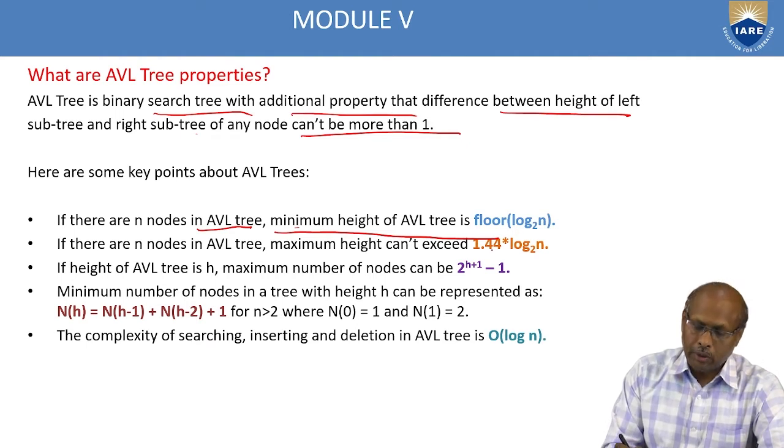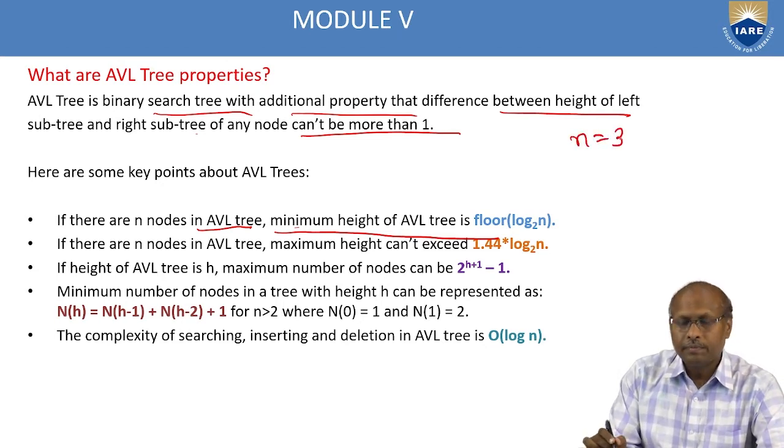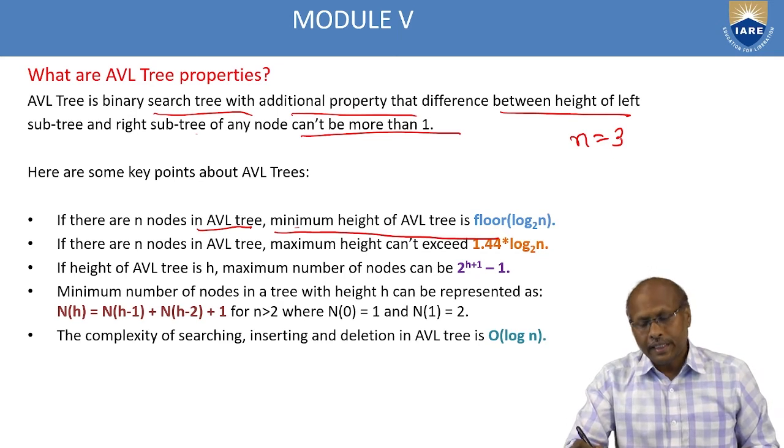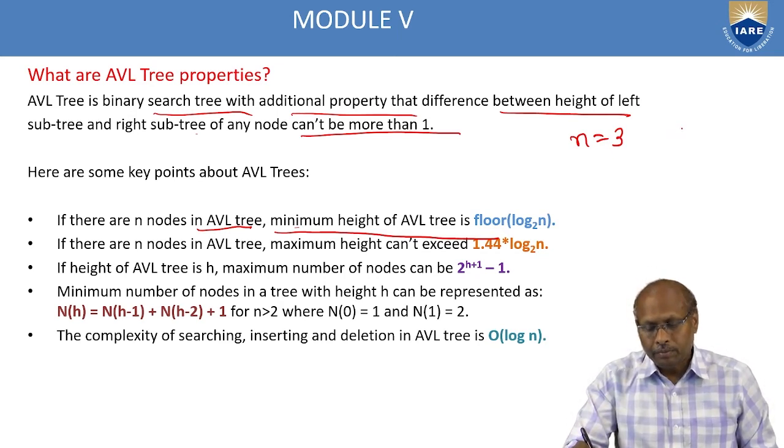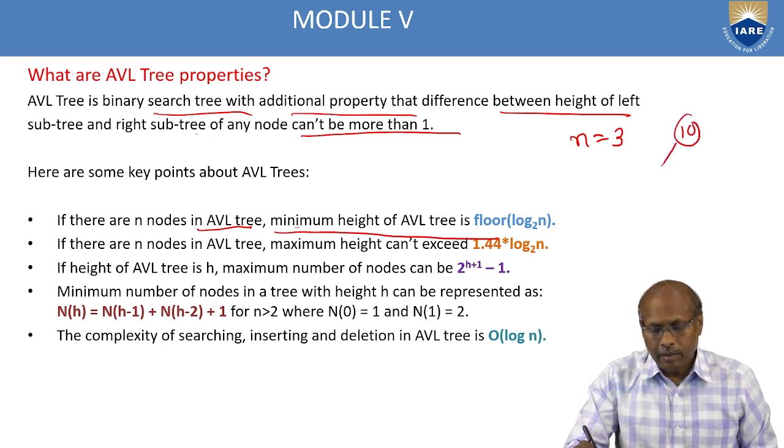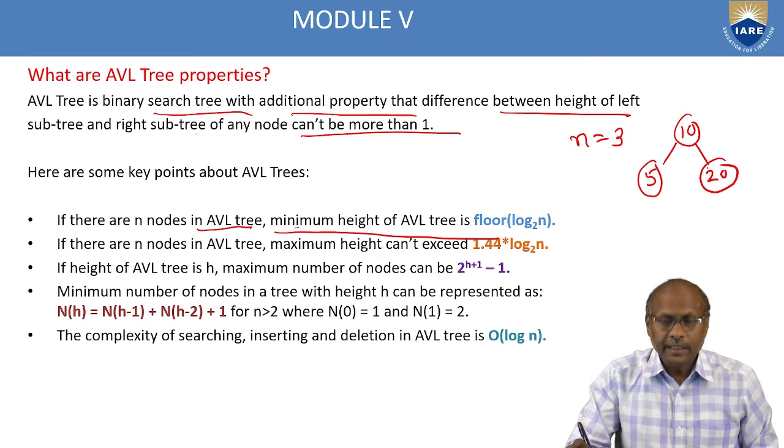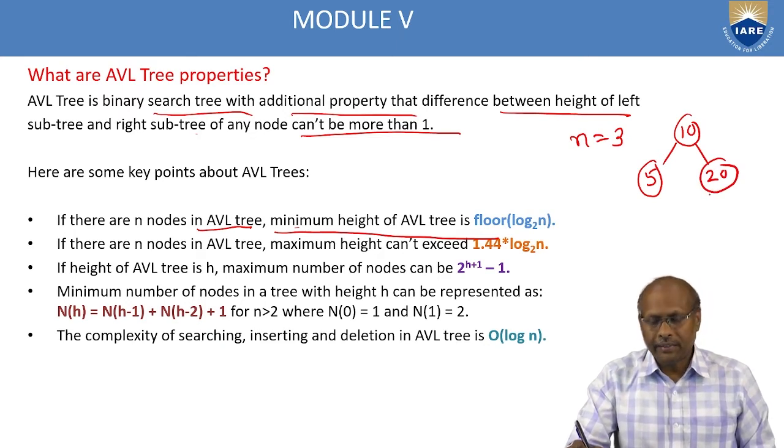That means what? Minimum height is how much? That means if you know the number of nodes, assume n equal to 3. If there are 3 nodes, how will you arrange? For example, 10, 5, 20. Is it an AVL tree? Yes, it is an AVL tree.